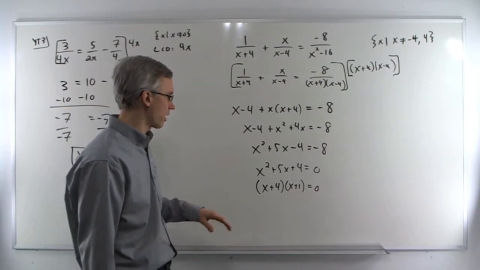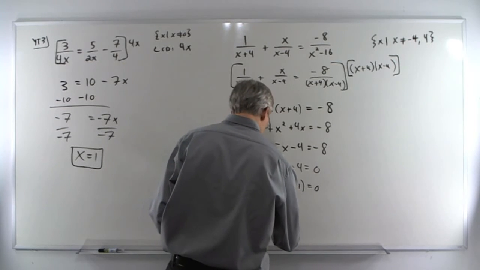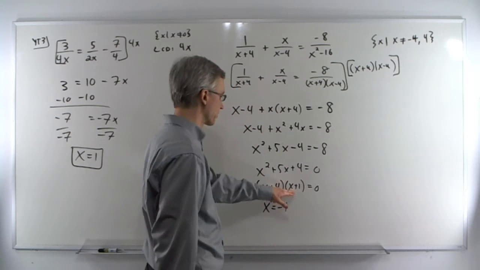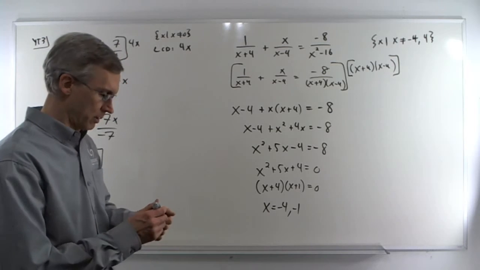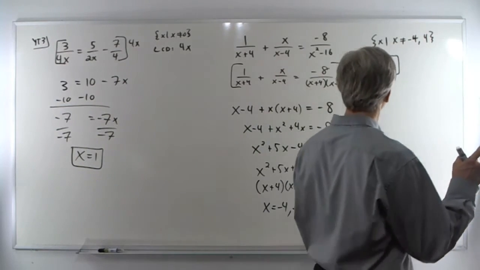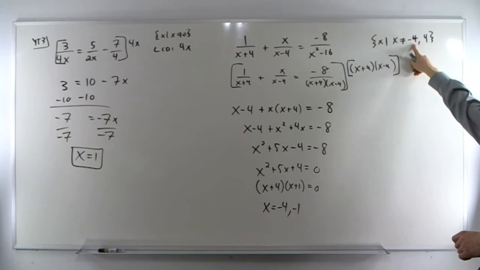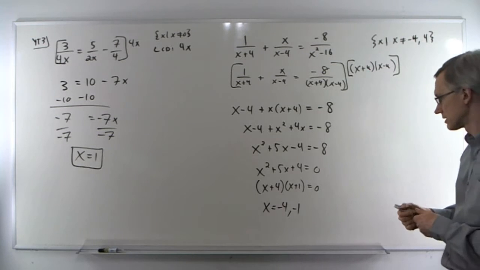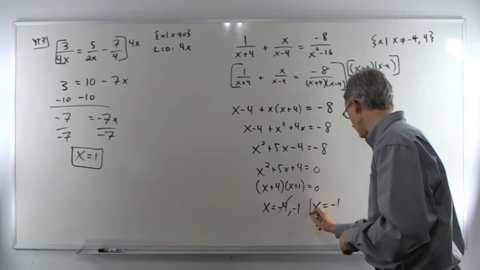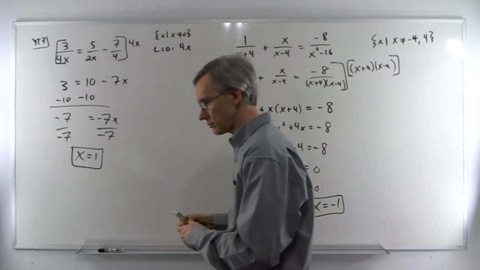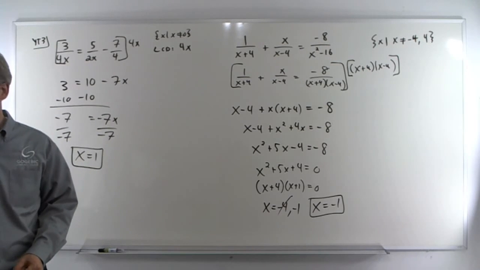Now we use the zero factor property, setting each of these individually to 0. So x plus 4 equals 0 has a solution of x equals negative 4, and x plus 1 equals 0 has a solution of negative 1. So negative 4 and negative 1 are our solutions, except notice that negative 4 is one of those values that's excluded from the domain. So that cannot be one of the solutions. So x plus 4 is gone, and the only solution is x equals negative 1. Your turn, number 4.